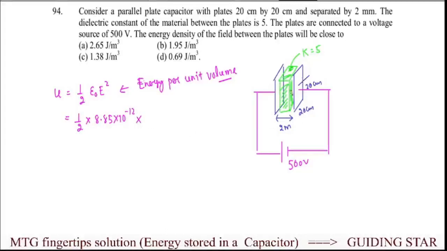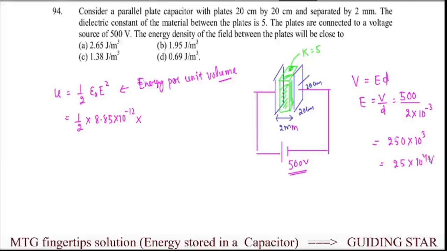And E, the electric field. What is the electric field between the plates of the capacitor with the dielectric inserted? Here, as we are applying a potential difference of 500 volt across the plates separated by a distance of 2 mm, the potential difference V equals E into D, or E equals V by D. So 500 divided by 2 into 10 to the power minus 3, that is approximately 250 into 10 to the power 3, or 25 into 10 to the power 4 volt per meter. This is the electric field between the plates.